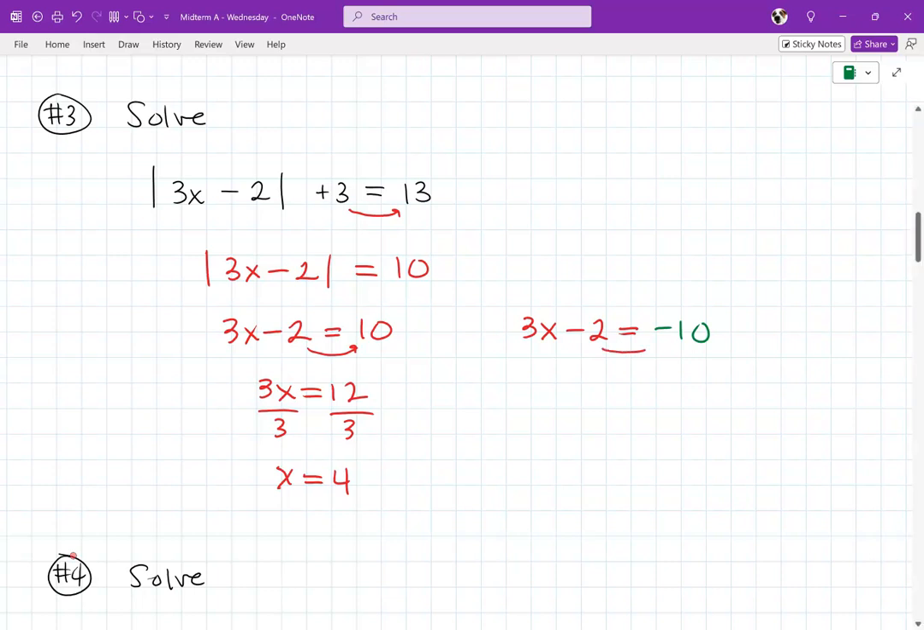I'm going to add 2. So I get 3x is equal to negative 8. And then I'm going to divide by 3. And if you don't get a normal number, that's okay. Fractions exist, right? So there's my other answer.